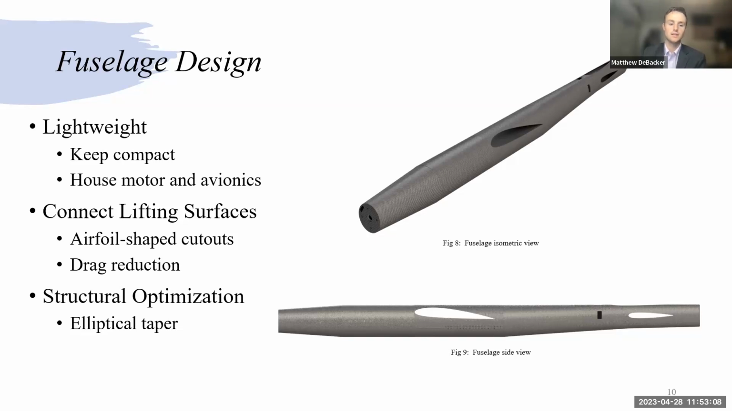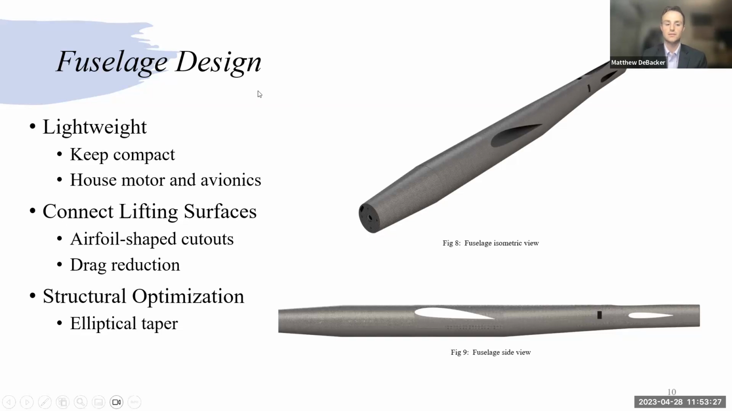And so as you can see, we had airfoil shaped cutouts for the wing and both tail pieces. And this was done to minimize the drag that we had seen in other mounting mechanisms. And this minimized any additional drag that we would have from other mounting mechanisms.